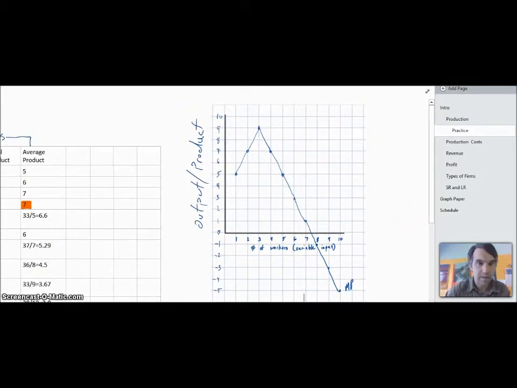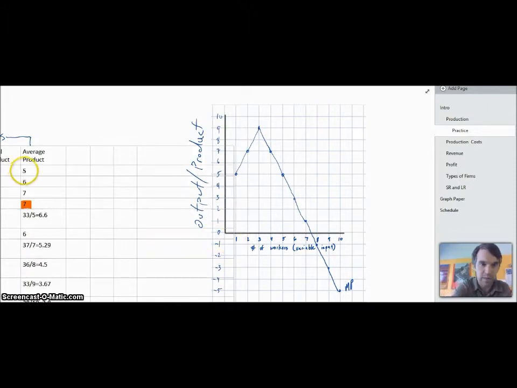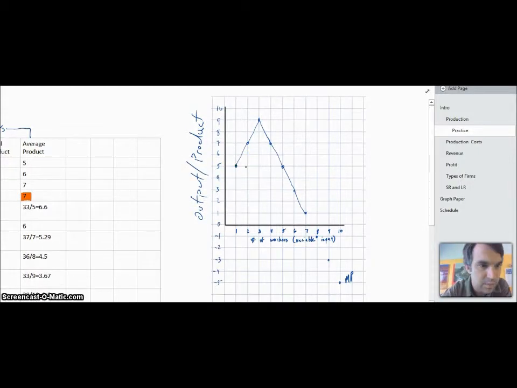For AP, I'm going to use a different color, but it's really the same thing. I'm going to take my first labor input and put in my AP number. So 1 with 5. And you do note that it's in the same spot. 2 is 6. The ones that are decimals, you don't have to worry about it too much. Just be as accurate as you can be.